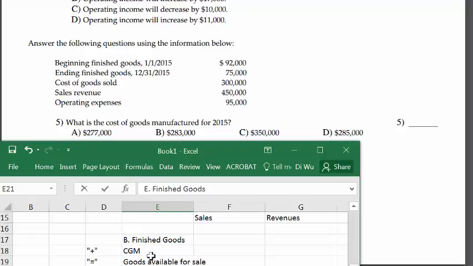I don't know if you see the idea here. So the beginning inventory of finished goods and CGM equal the CGS and ending balance of finished goods inventory. So this is the kind of formula we're looking at.